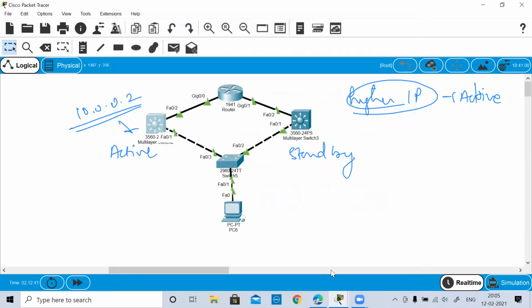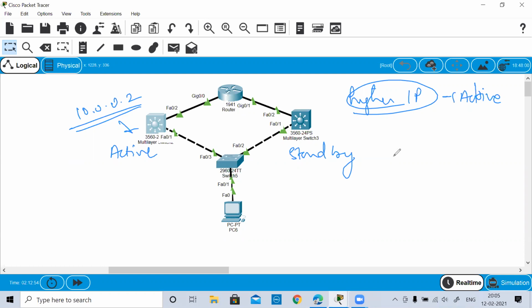So I hope you people have understood this gateway redundancy protocol. We have just done HSRP. We can similarly do VRRP and all the gateway load balancing stuff. Let me know if you want that particular configuration also. We will take it in the next class.